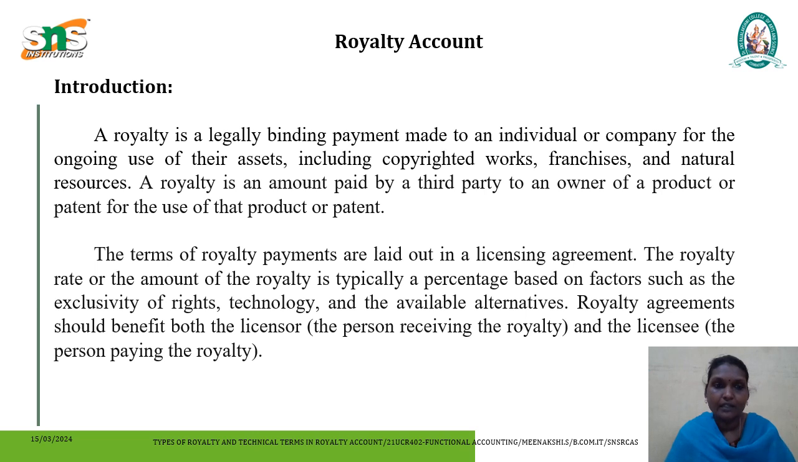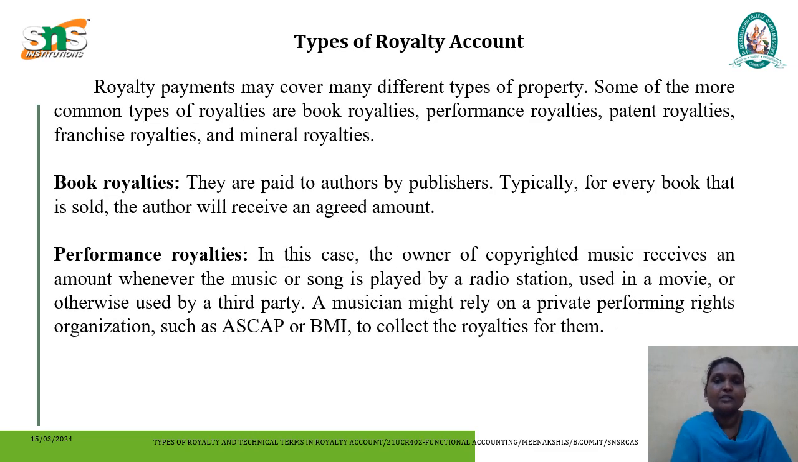The royalty rate, or the amount of royalty, is typically a percentage based on factors such as the exclusivity of rights, technology, and all the available alternatives. Royalty agreements should benefit both the licensor, the person who receives the royalty, and the licensee, the person who pays the royalty. Royalty payments may apply to different types of property. Some of the more common types of royalties are book royalties, performance royalties, patent royalties, franchisee royalties, and mineral royalties. So we are going to learn about the types of royalties individually, one by one.